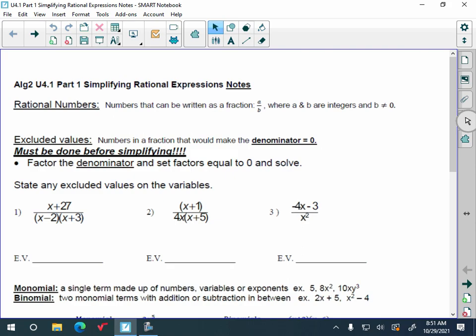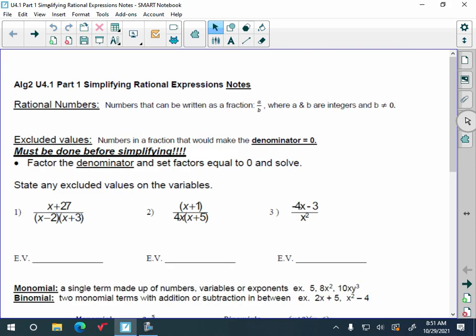We have what are called excluded values. Excluded values come in from the denominator: whatever number would make the denominator 0. That's because we're not allowed to divide by 0. So what we do is we find these excluded values that would make the denominator 0, and then we can simplify the fraction after we do that.